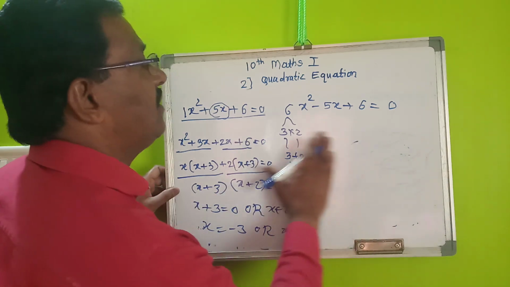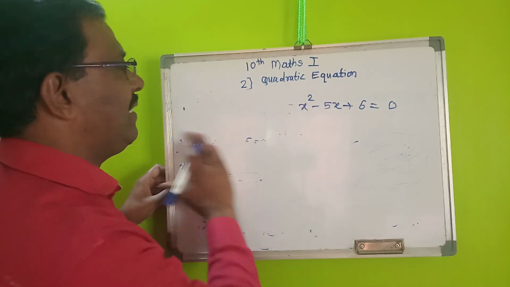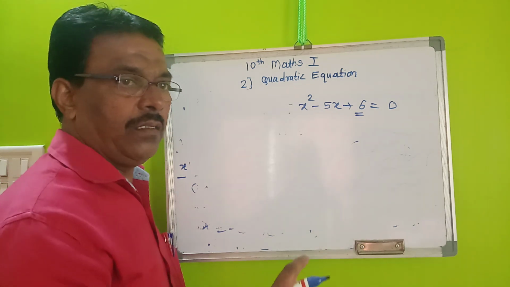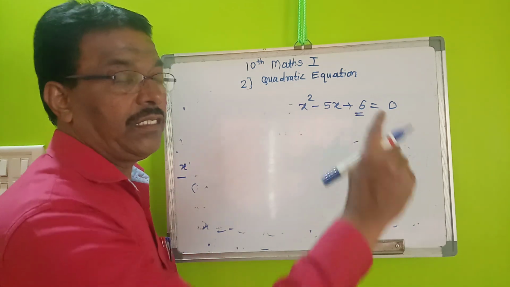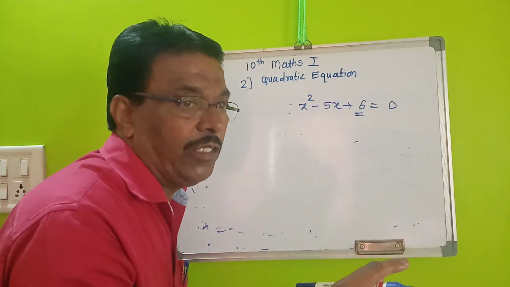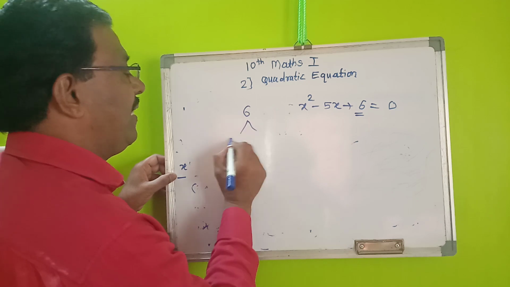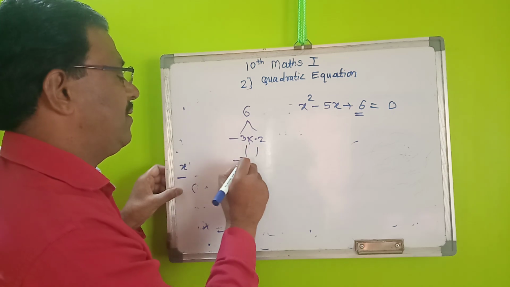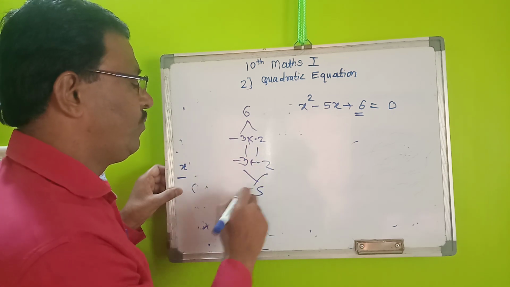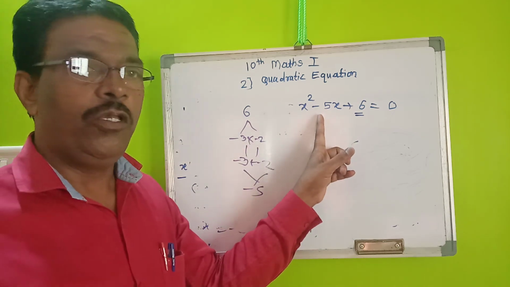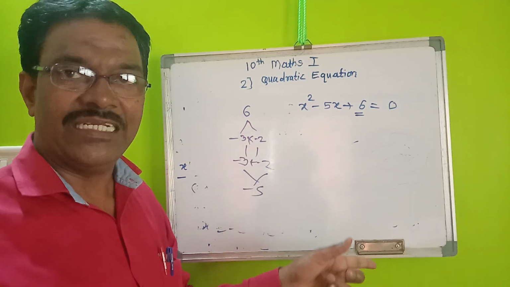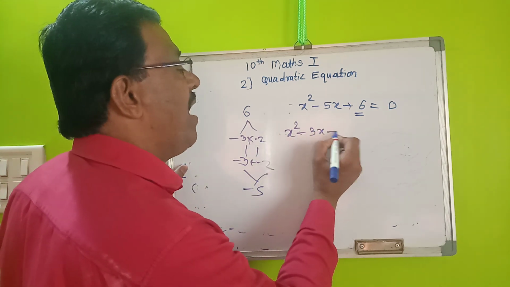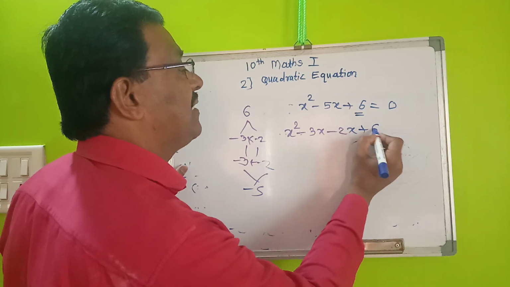Now we are going to study the next equation. What happened here? The third term is positive. So the product of the two terms is 6, but the sum of those two terms must be minus 5. So we will take minus 3 into minus 2, the product of minus minus is plus, and minus 3 plus minus 2 is minus 5. So instead of minus 5x, we will write minus 3x plus minus 2x. So x square minus 3x minus 2x plus 6 is equal to 0.